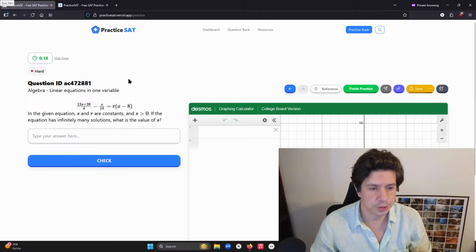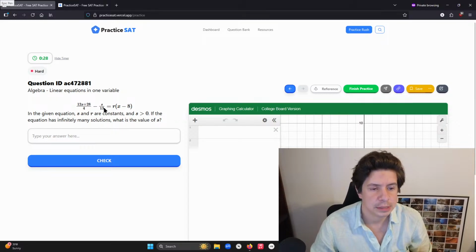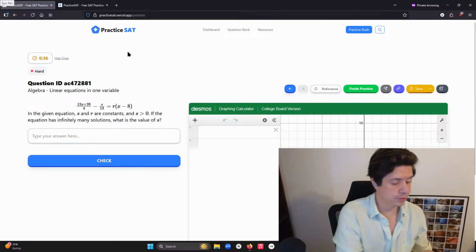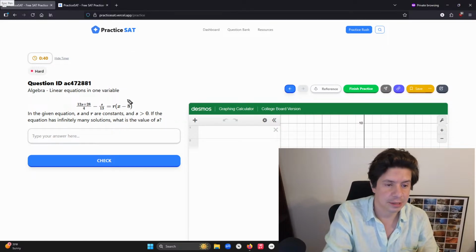So on the left side, we have 12x plus 28 over 4 minus s over 13. For them to be the same, they're going to have the same slope. So that's all I'm going to care about. I'm just going to focus on slope and not worry about the other part, because I'm going to trust that they're going to take care of that part for me, since we're just focused on R.